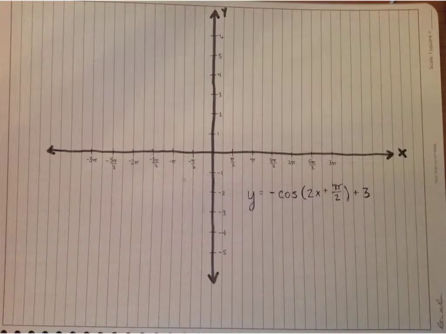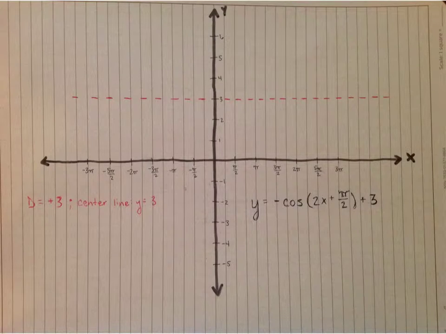I started by drawing my coordinate plane and writing my equation that I'm planning on graphing. Next, I determined that d equals plus 3, and so my center line is at y equals 3, which I have drawn using this red dotted line.